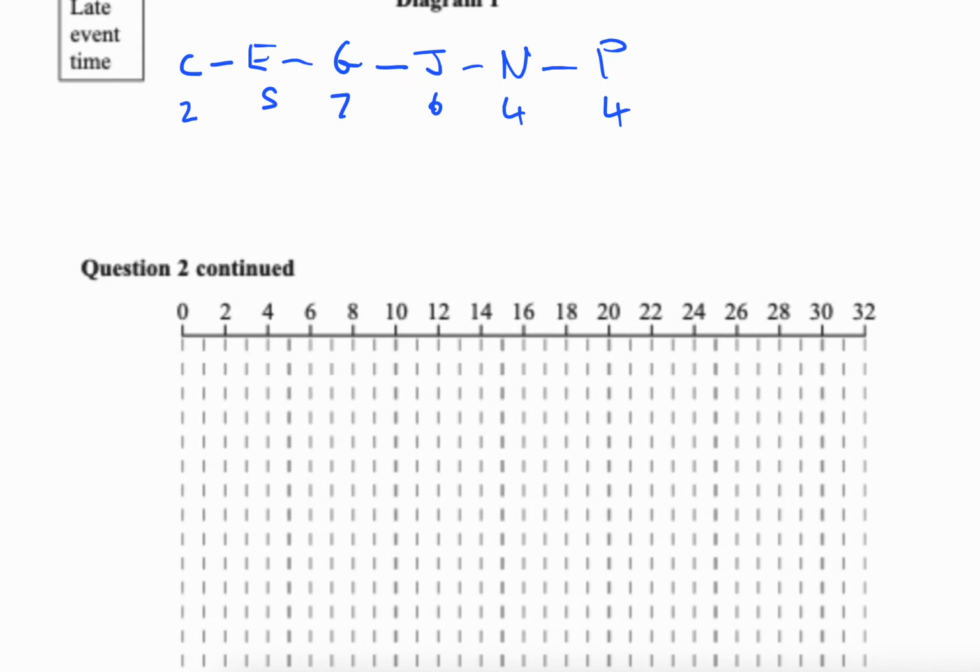So C is 2, E is 5, G is 7, J is 6, N is 4, and P is 4. So we write the letters now: C, E, G, J, N, P.